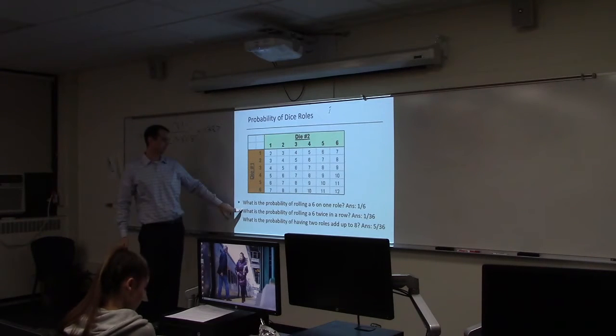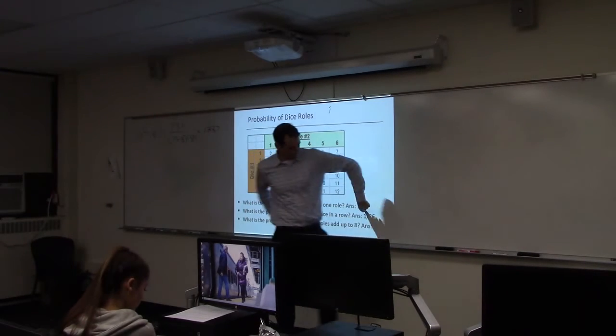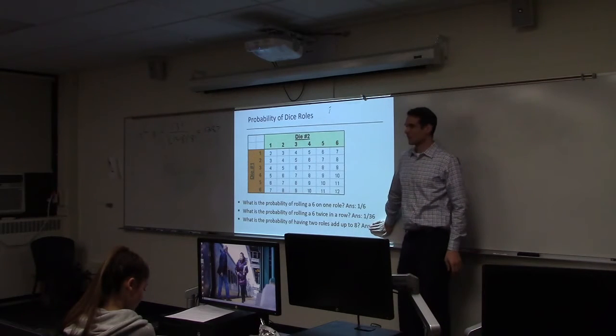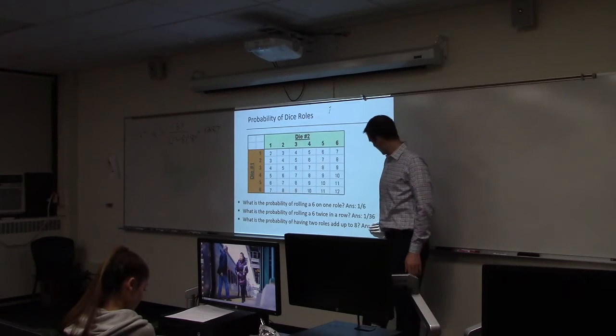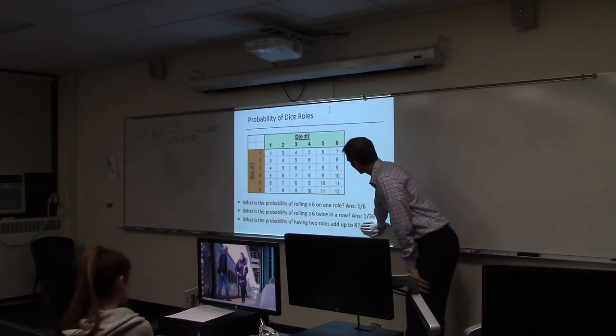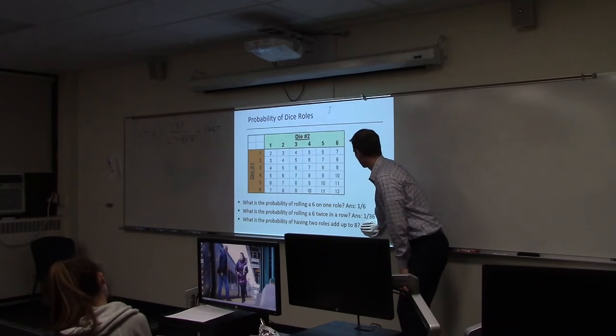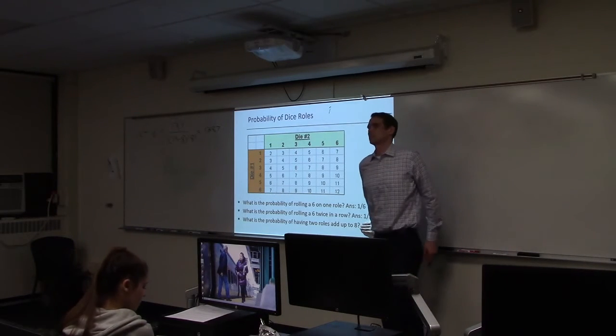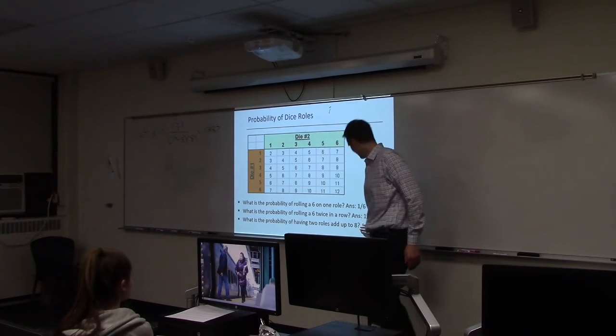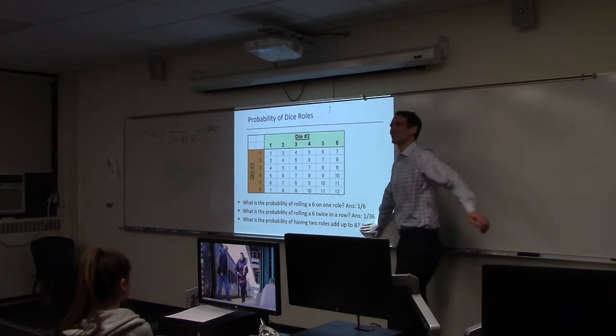All right, so the probability of rolling a 6 twice in a row, answer is 1 out of 36. We're good with that? All right, let me cover up the answer here. What is the probability of having 2 rolls add up to 8? 5 out of 36. Can you see that? You have it on your slides.